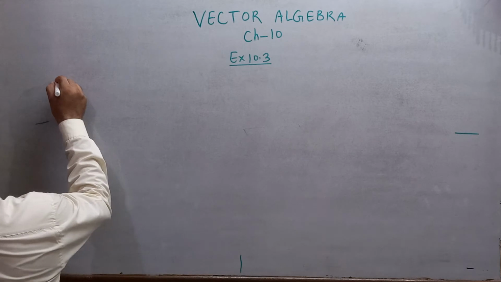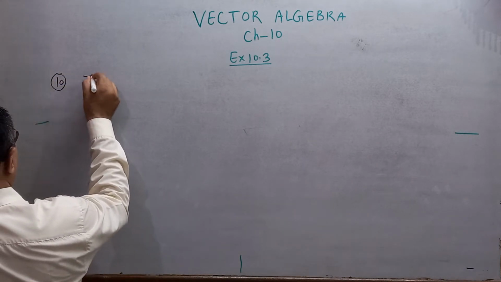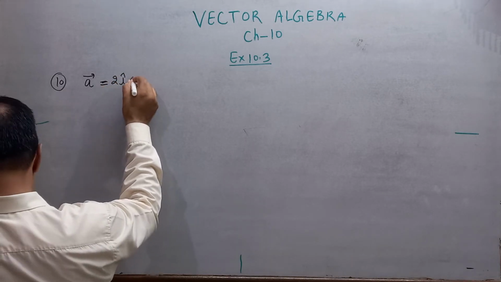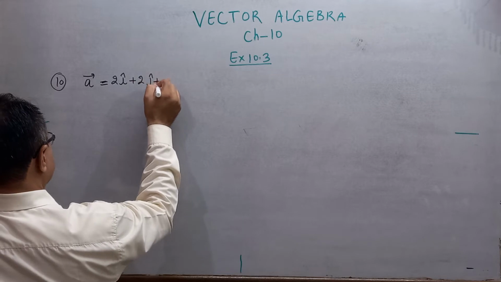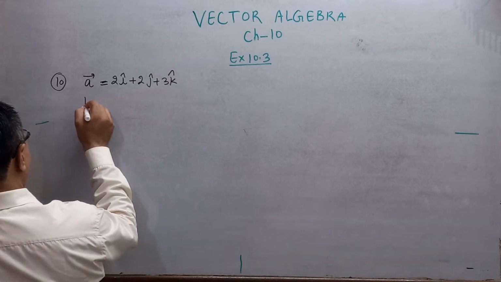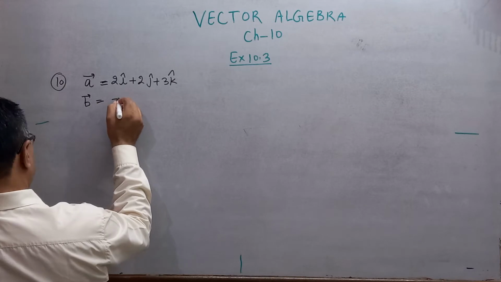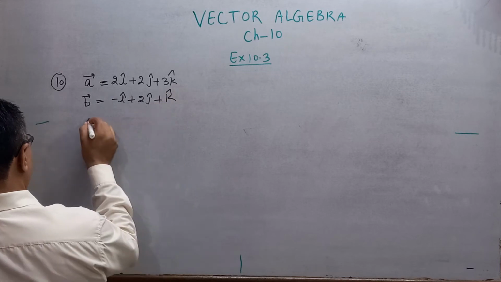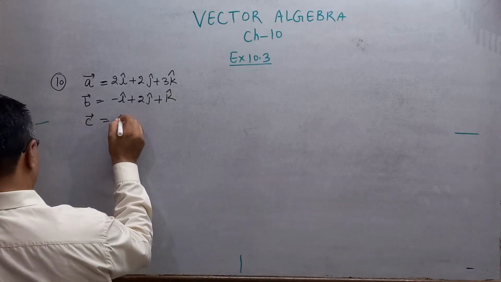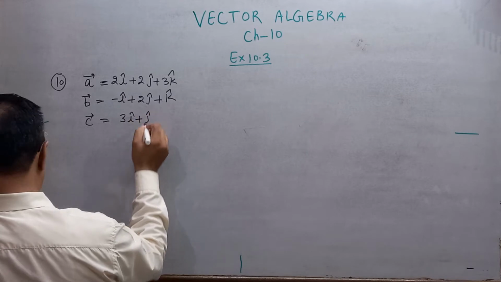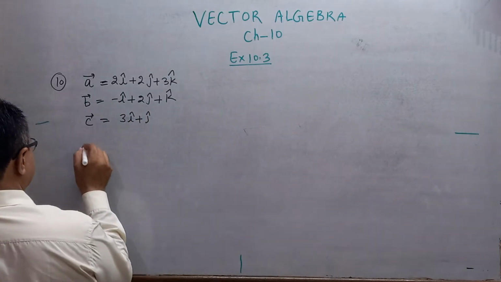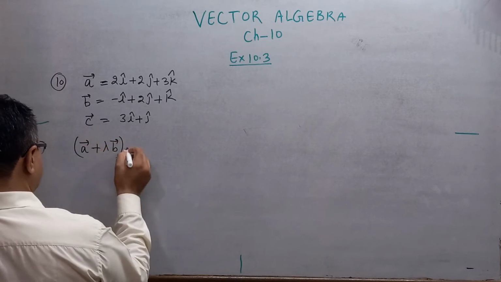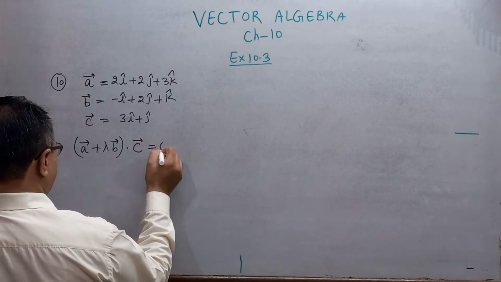In question number 10, you know that vector A is 2 i cap plus 2 j cap plus 3 k cap, vector B is minus i cap plus 2 j cap plus k cap, and vector C is 3 i cap plus j cap, such that vector A plus lambda times vector B is perpendicular to vector C. It means their dot product is 0.